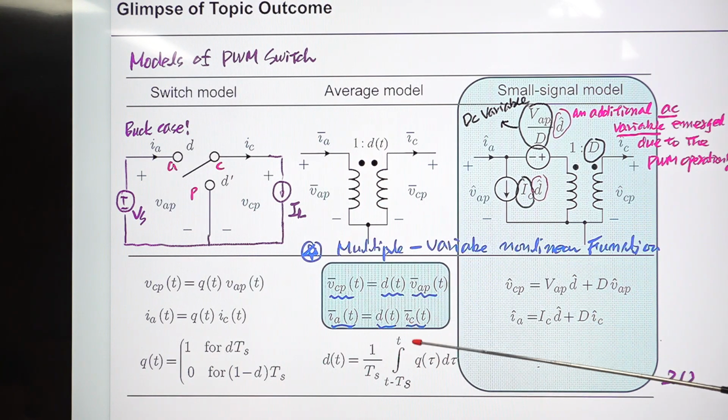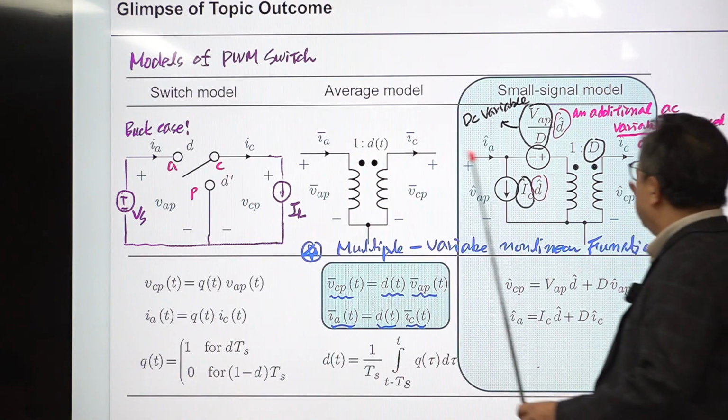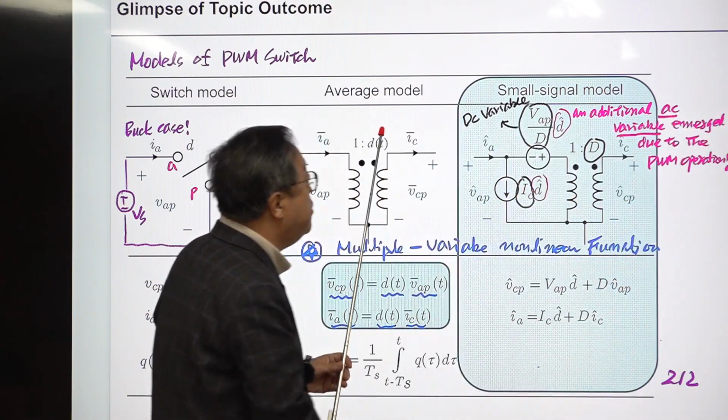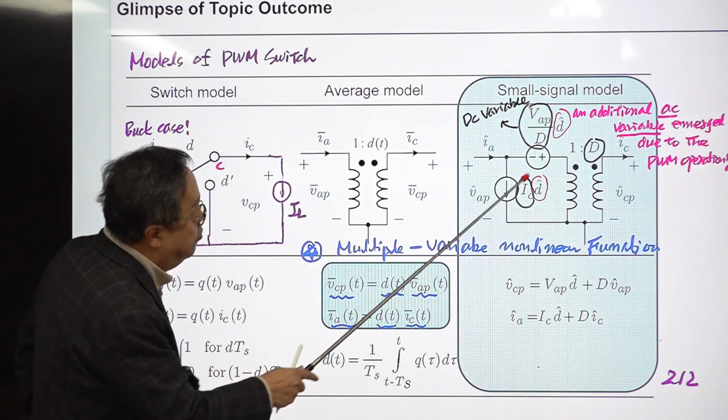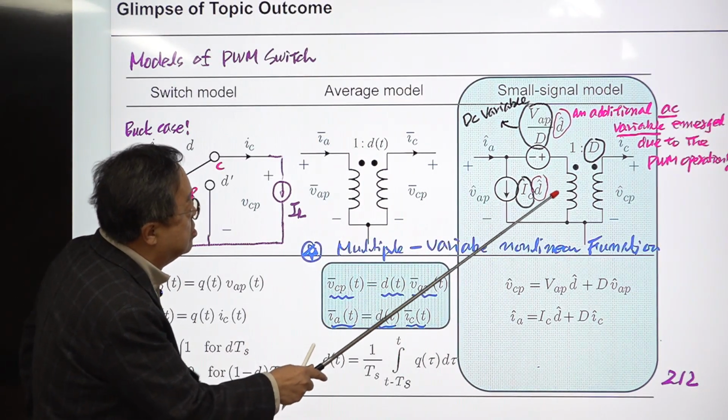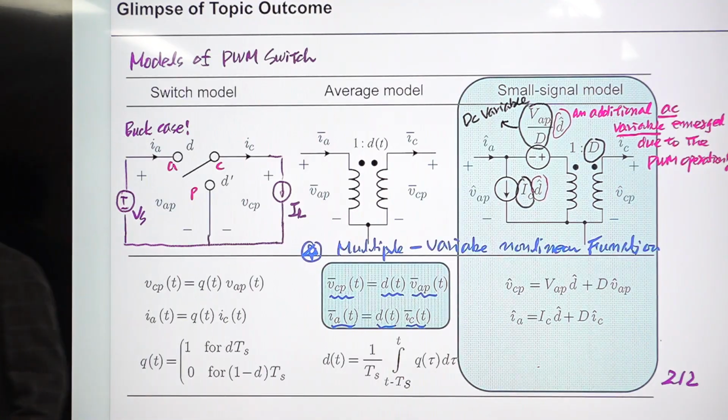We're going to linearize this. So this is the result of linearization. The average model is transformed to this form. This is called the PWM switch. The person who first invented this named it the PWM switch. So PWM switch is a proper noun, and there is only one PWM switch model in the world.